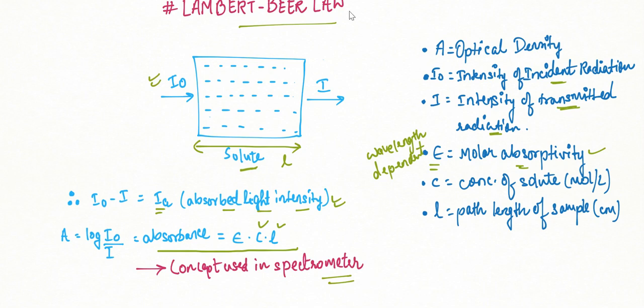So this is the basic concept that is used in the functioning of a spectrometer. The basic law which governs the working of a spectrometer is the Lambert Beer law. The Lambert Beer law specifically describes that the absorbance of a solute or a solution is equal to the molar absorptivity multiplied by the concentration multiplied by the path length traveled by the light. Okay, let's move further.